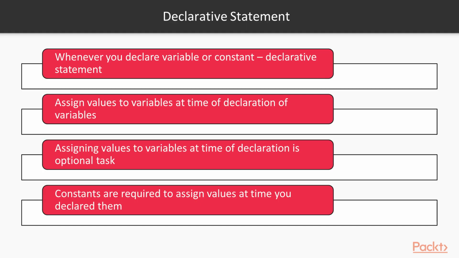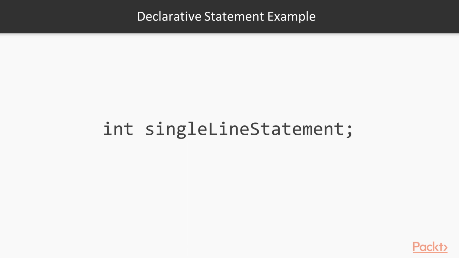Let's see declarative statement. Whether you declare a variable or constant, you're writing a declarative statement. You can also assign values to variables at the time of declaration. Assigning values to variables at the time of declaration is an optional task, but constants are required to be assigned values at the time you declare them. This is a typical declarative statement.